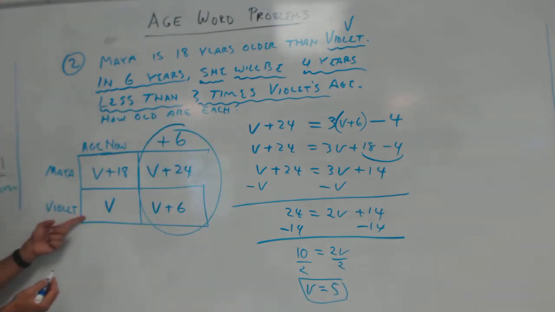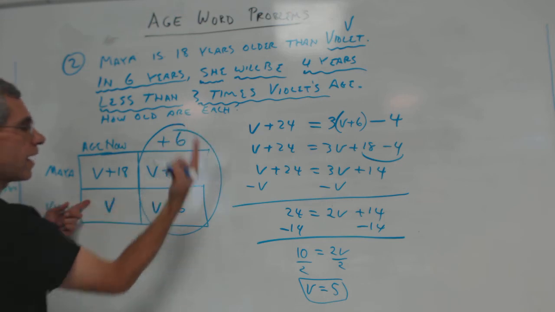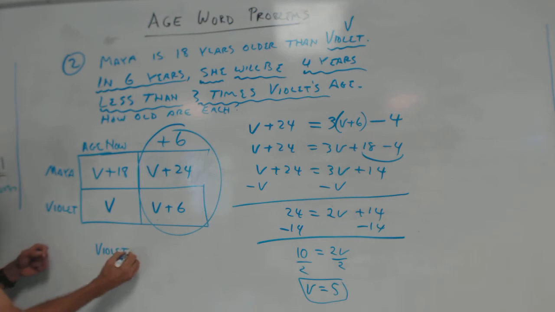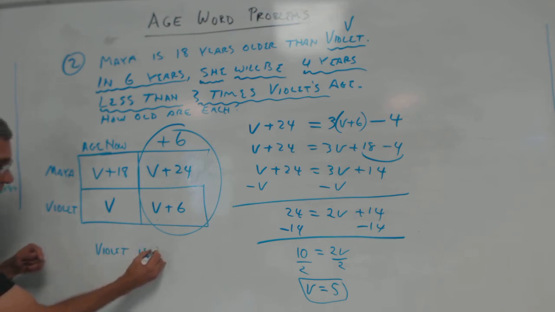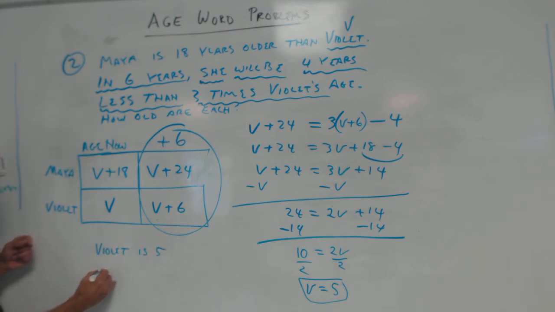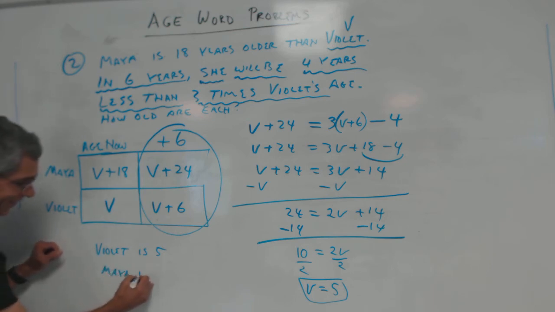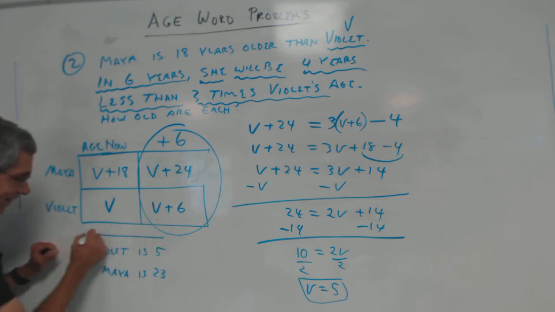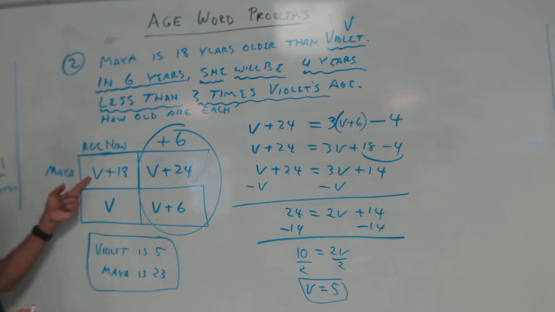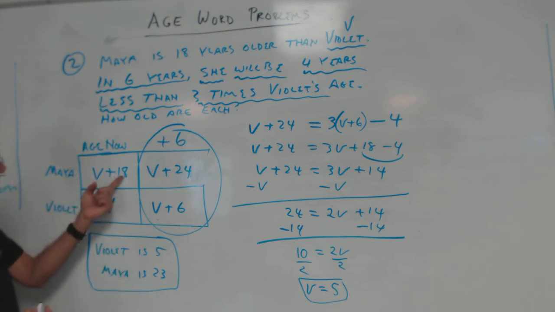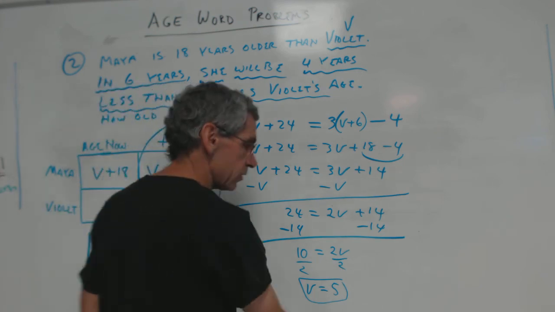So I come back here and I say, because they ask how old are each now. Violet is a sweet 5 years old. And of course Maya is 23. A very mature 23-year-old. Right? 23. And we have answered our question because Maya is 18 years more than Violet. 5 plus 18 is 23. So you guys are good at those.